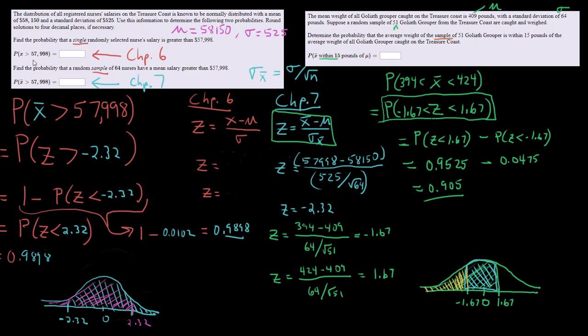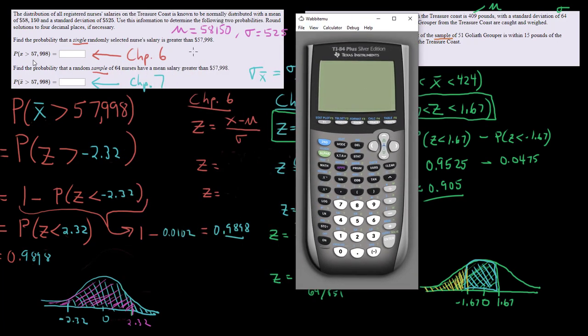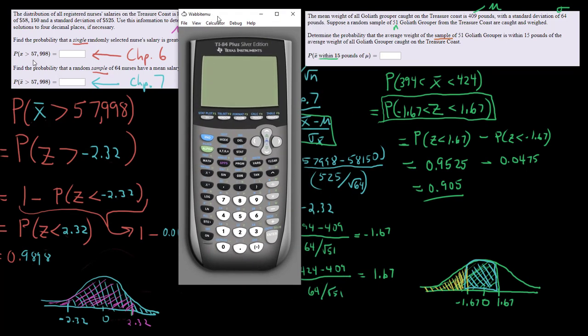Now, let's check ourselves using a calculator. So let me pull it up real fast. You can do both of these using a calculator. Let's do the grouper one first, since we were just talking about it. Then we'll go back and check our other solution.